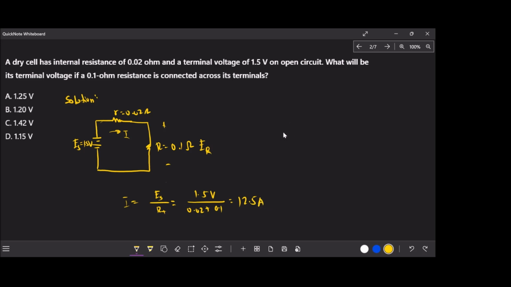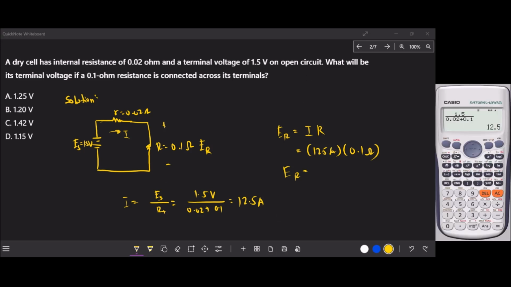To get now our ER, it is just basic Ohm's law lang po. The total current times the resistance. So we have 12.5 amperes times the 0.1 ohm. 12.5 times 0.1, we have 1.25.